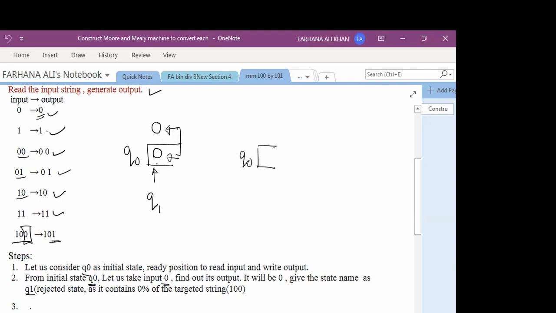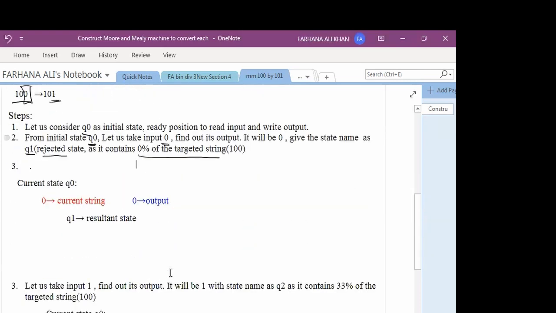Plus this string 0 does not contain any portion of our targeted string. Our targeted string is 100. In 100, the first position consists of 1, whereas here the first position consists of 0. So this Q1 does not contain any percentage of our targeted string. So this is called the rejected state, which contains 0% of the targeted string.